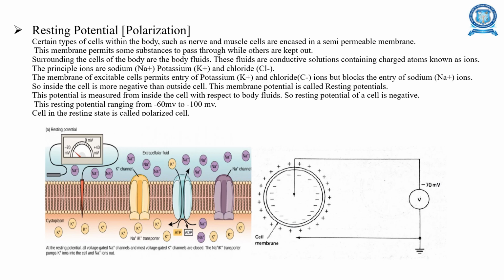The membranes of excitable cells permit the entry of potassium and chloride but block the entry of sodium ions. So the inside of the cell is more negative than the outside. This membrane potential is called the resting potential. The resting potential of a cell is negative, and it ranges from minus 60 millivolts to minus 100 millivolts. This is the diagram of the resting potential.